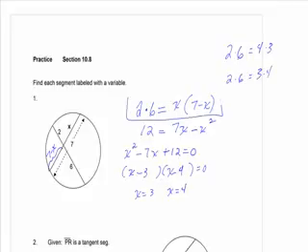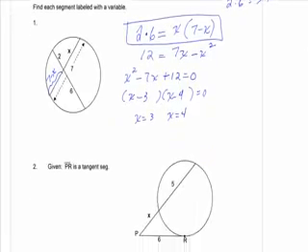So the setup is crucial because I'm probably not going to give you a ton of ones that involve quadratics, but the setup is the same for all of them.